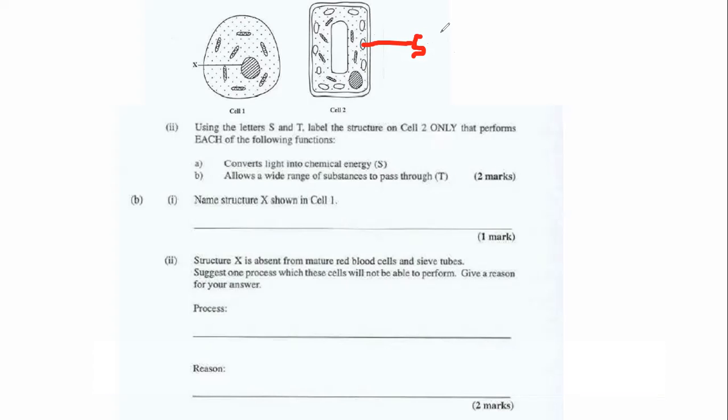I'm trying. All right. And then the other one says allows a wide range of substances to pass through it. What structure is that? Cell wall. Cell membrane. You sure? Cell wall. Very good. And the cell wall is usually the first layer in the plant. So this is T. Then the other part says name the structure X. Nucleus. X is the nucleus.